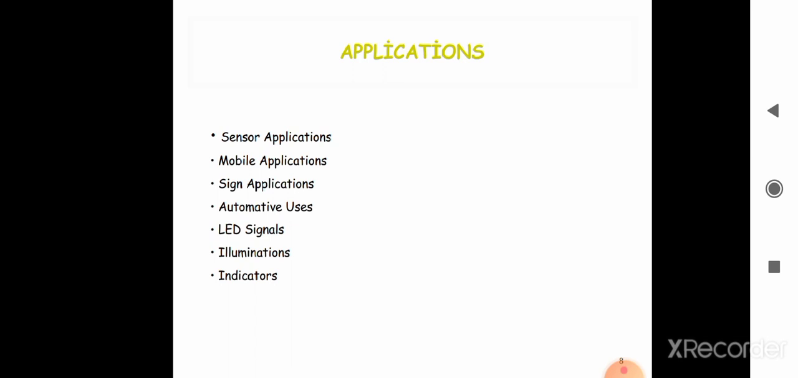All of you might have seen LEDs in different electronic devices like sensors, mobiles, automotive uses, LED signals, illumination, indications. In the remote control of your television, you have seen there is an LED, and signals are coming from the LED and going to your TV or set top box. So it is nothing but the use of LED.